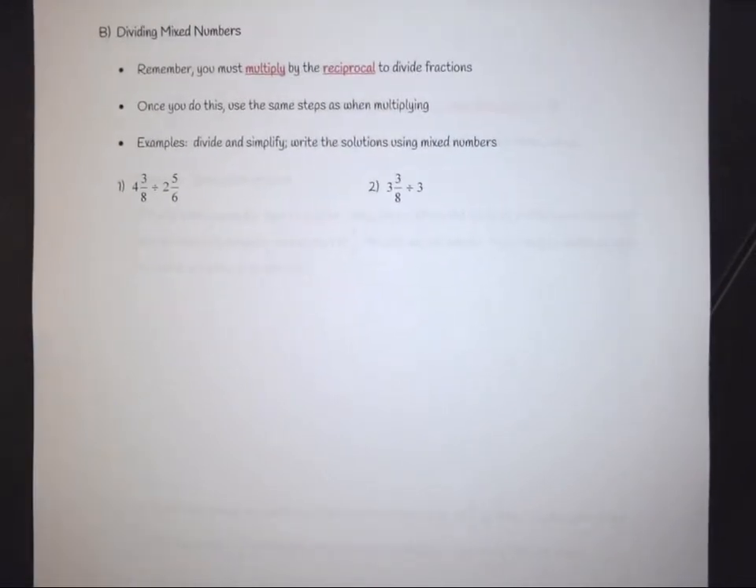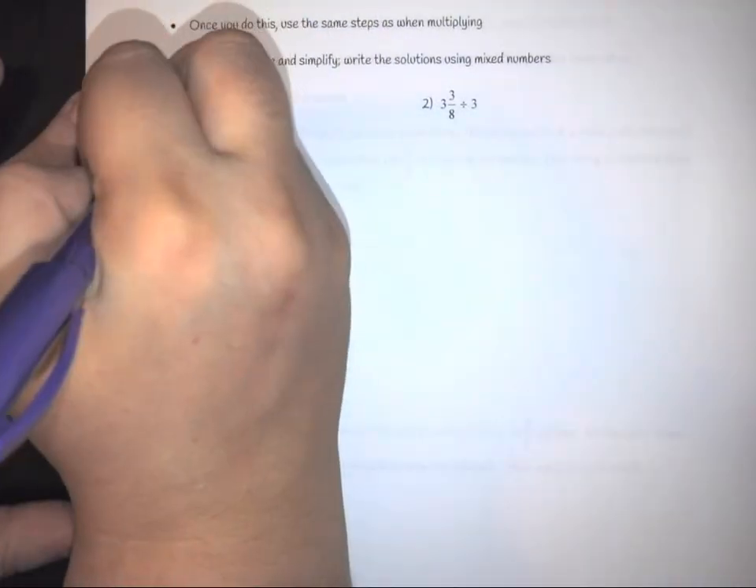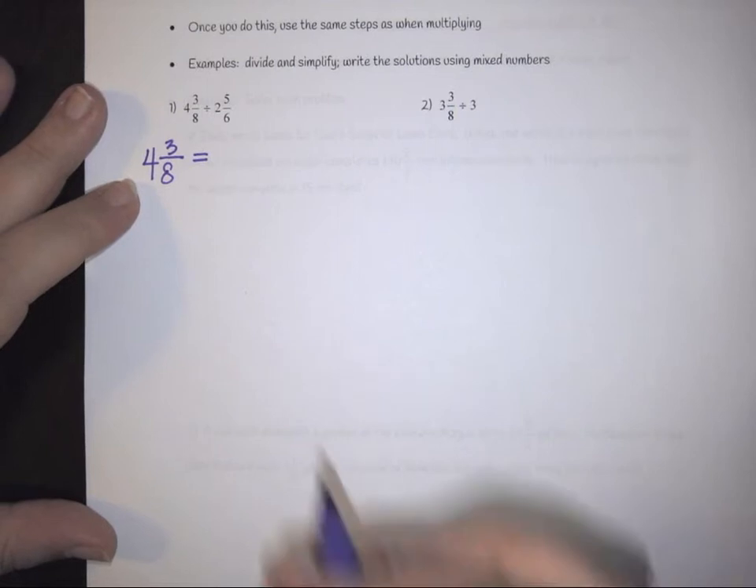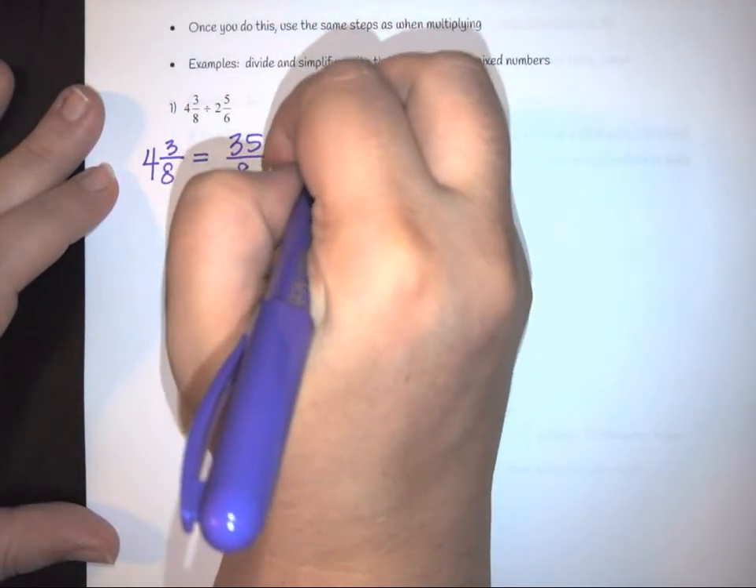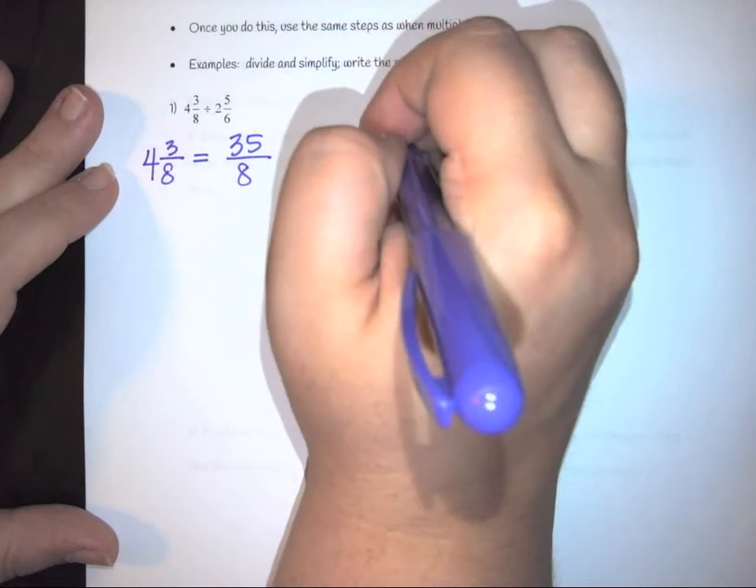Now we're going to look at a quick example of dividing. Now if you remember, when you divide with fractions, you have to change it by multiplying by the reciprocal of the second fraction. Well, this is no different. The only thing that's different here is before we can do the reciprocal part, we have to change our fractions into improper fractions. So I have 4 3/8. So my 4 3/8 will change. 4 times 8 is 32, plus 3 gives me 35 over 8. And then I have 2 5/6. So 6 times 2 is 12, plus 5 gives you 17 over 6.